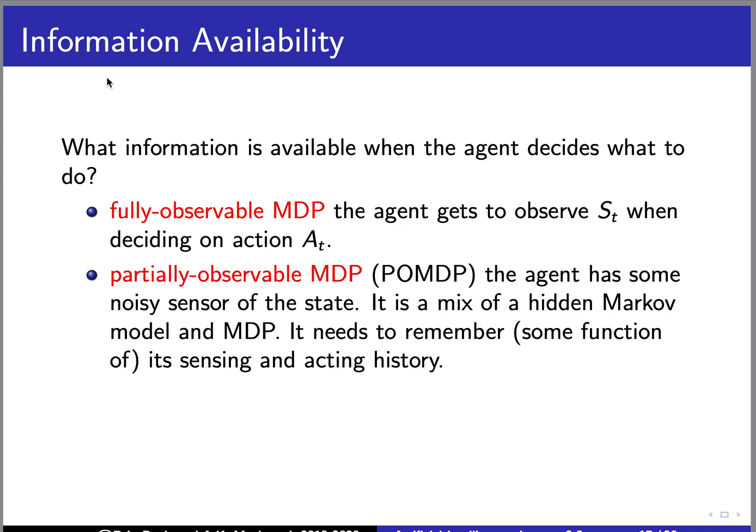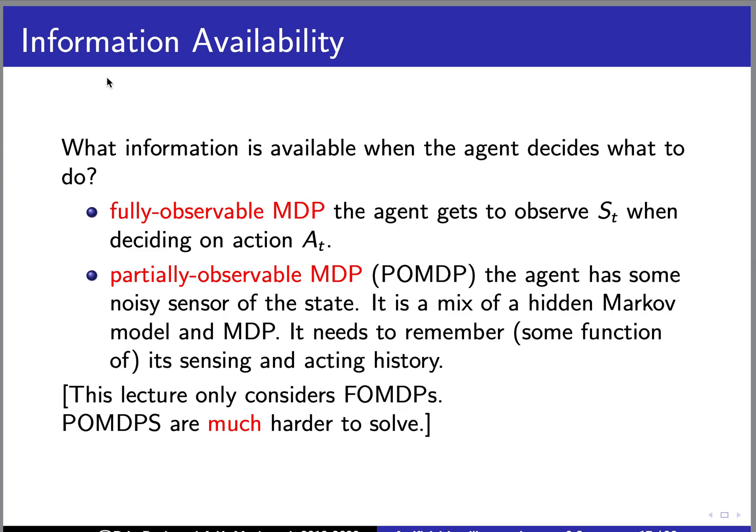So it needs to remember some function of its sensing and action history, because it could be like a hidden Markov model and have a belief, a probability distribution over its state, but then it needs a function of its probability distribution. That's hard to represent. So we're only going to consider fully observable Markov decision processes here. And POMDPs are much harder to solve. So the state of the art is solving exactly for a few thousand states.